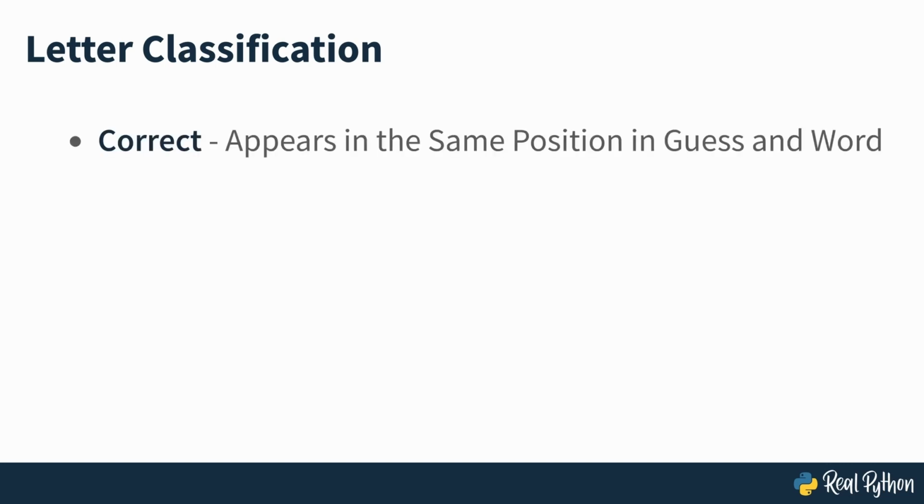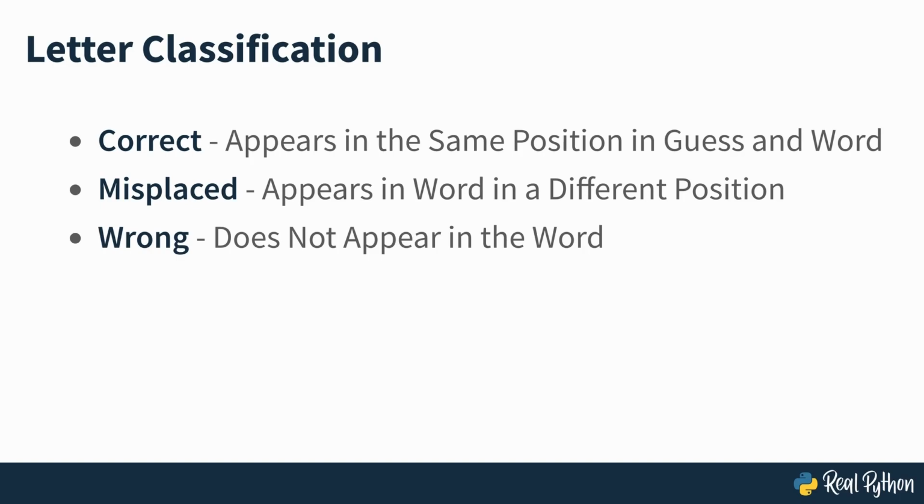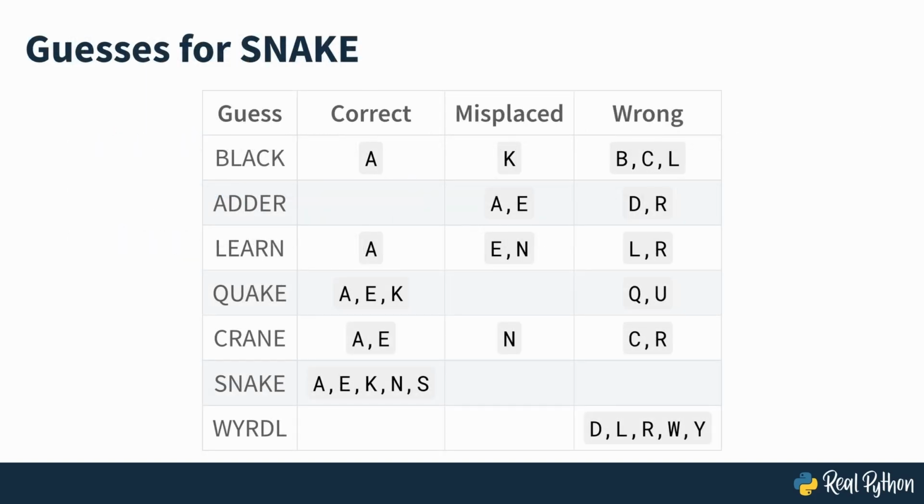You'll classify each letter as belonging to one of 3 categories seen on screen. A correct letter appears in the same position in the guess as in the secret word. A misplaced letter appears in the secret word, but in a different position, and a wrong letter doesn't appear in the secret word at all. On screen, you can see some guesses classified when the secret word is snake.